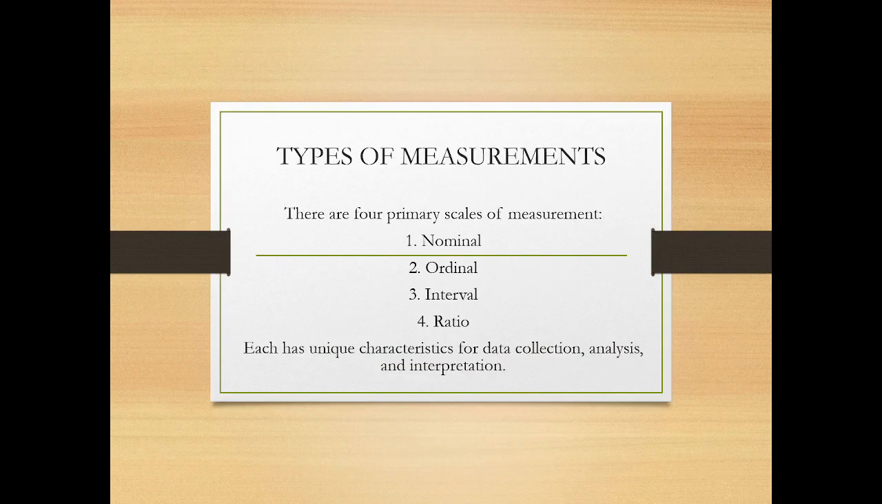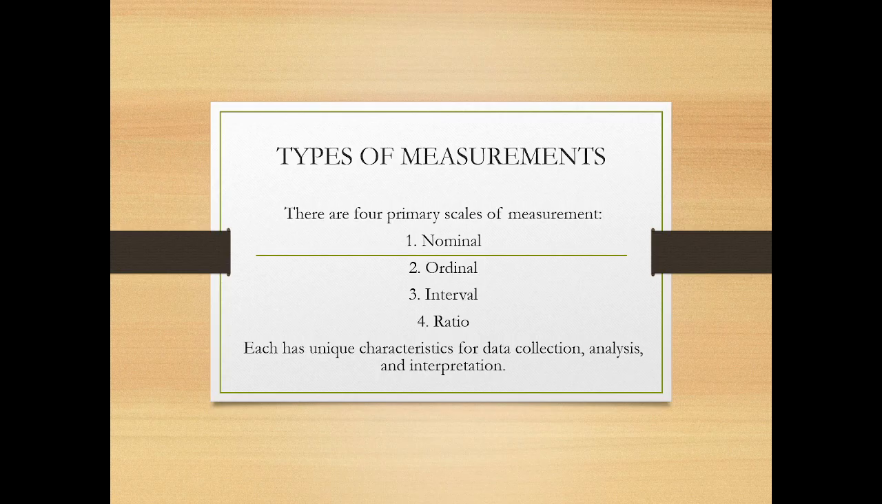So let us look at the types of measurements. Then I'll be able to define the rules, and then you would have a full picture of what I meant by the rules. Now we have 4 primary scales of measurement, which are nominal, ordinal, interval, and ratio. Outside these 4, we have other forms of measurement, but these are the primary scales of measurement.